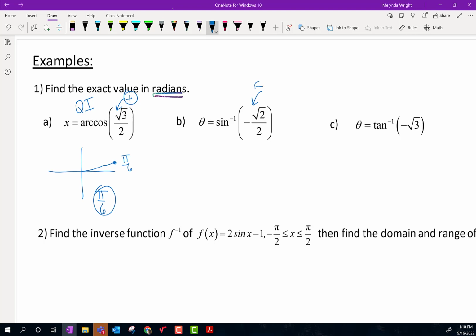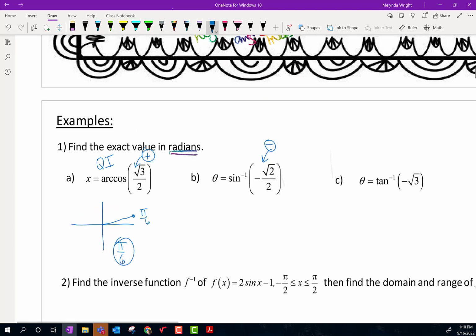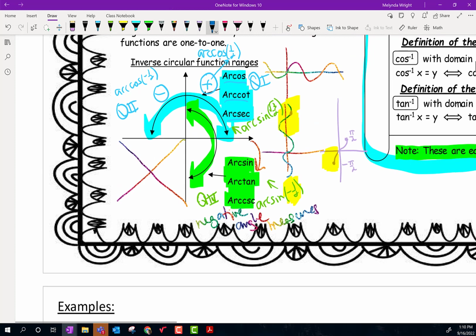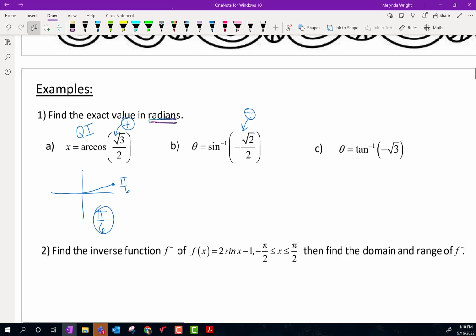That number is negative. Now I need to think to myself, where would I be looking for angles for sine when that number is negative? We look up here on our chart. Where would we be looking? Quadrant 4, right? So I'm going to write that down. We're going to be looking for an angle in quadrant 4.